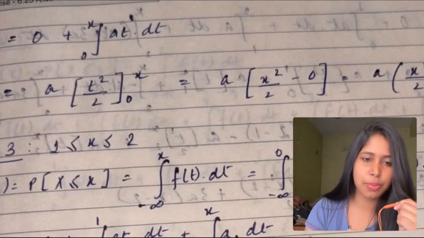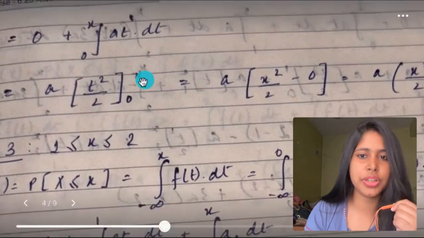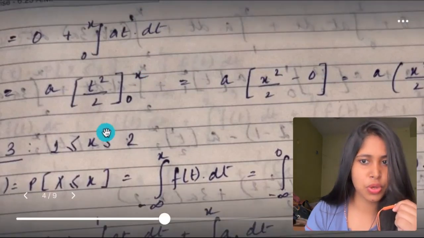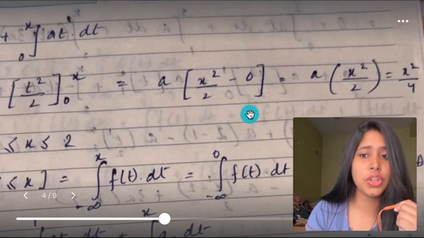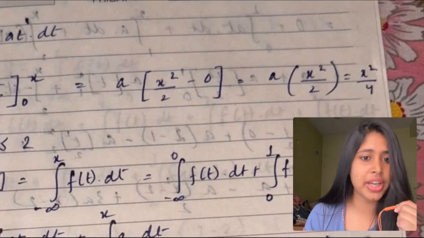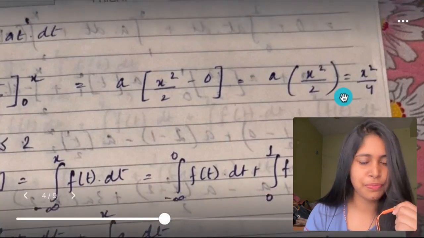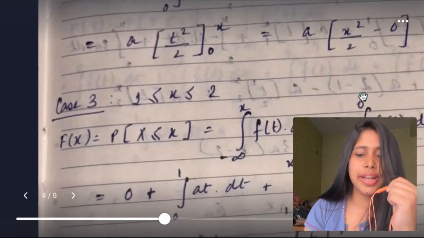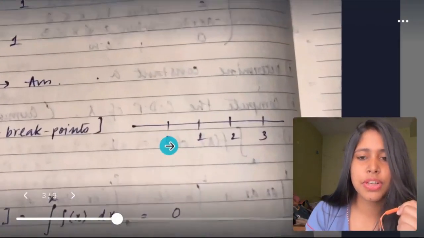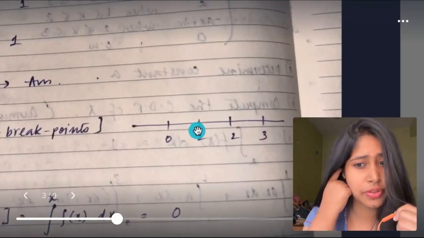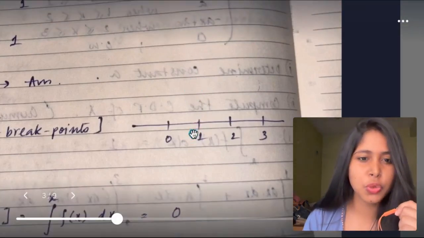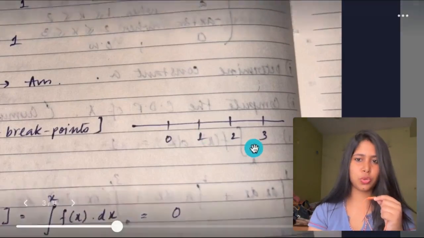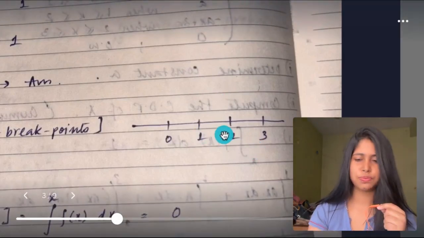Then putting the upper limit's value and the lower limit's value, what do we get? x square by 2 minus 0 square by 2, which is a into x square by 2. And we already know the value of a, right? So putting the value of a here, we get x square by 4. All right. Then coming to the next case. See, first we did this case, right? This range 0 to 1, the x lying between 0 to 1. Then coming to the next one, which is 1 to 2. So x is lying between 1 to 2.